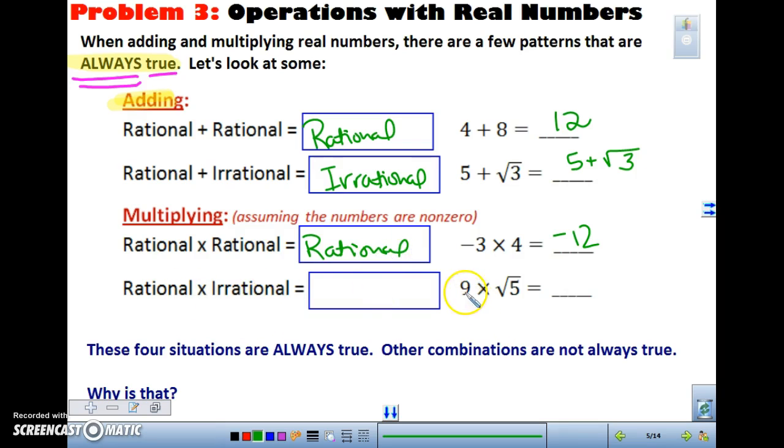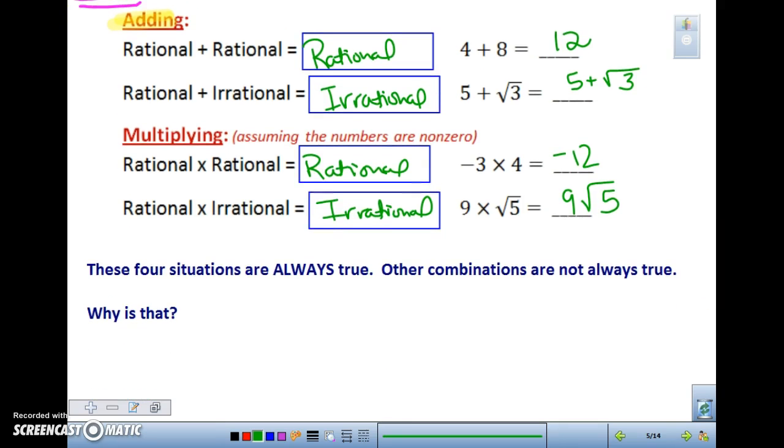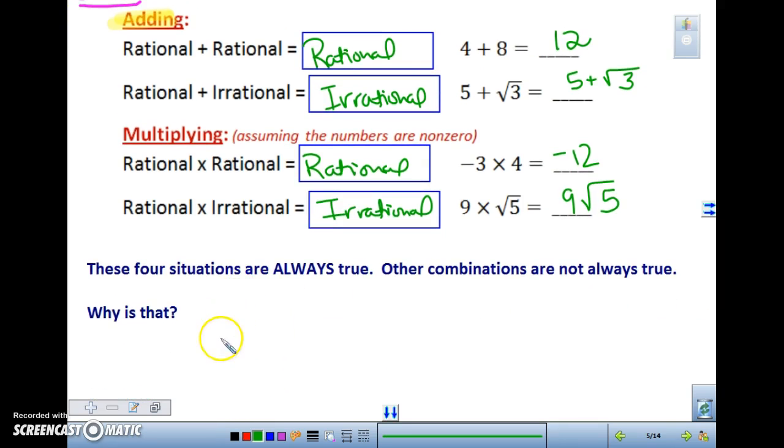Rational times an irrational, 9 times square root 5. That is going to look like this. This is how we'll usually write it, 9 square root 5. That would still be irrational. These are 4 situations that are always true. Other combinations are not always true. And we want to wonder, why is that?